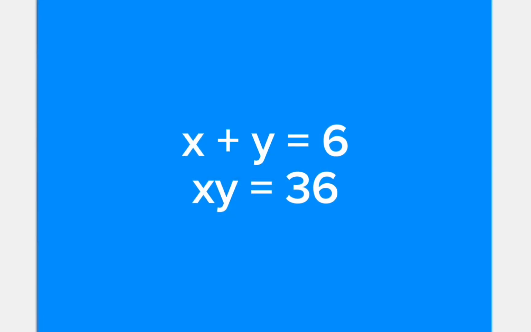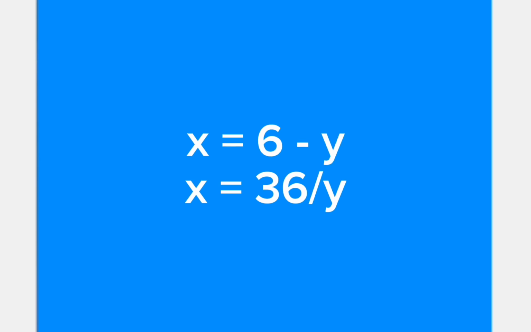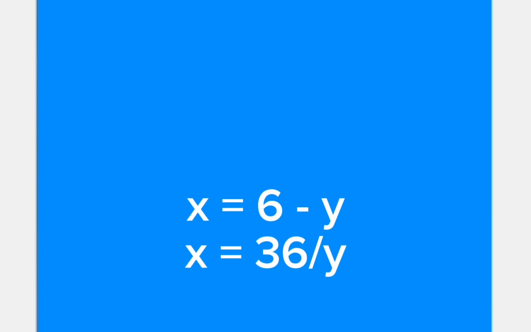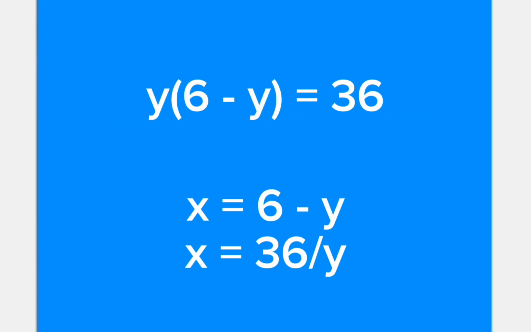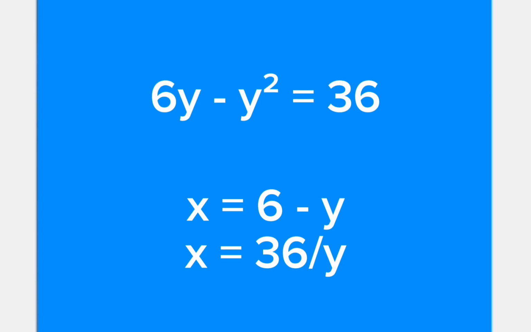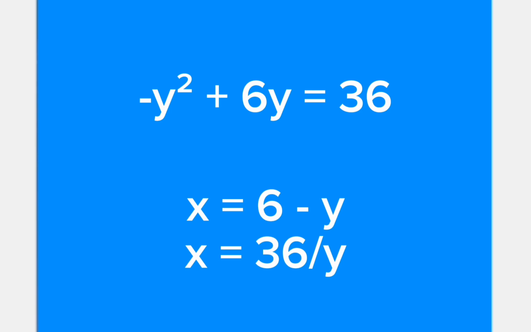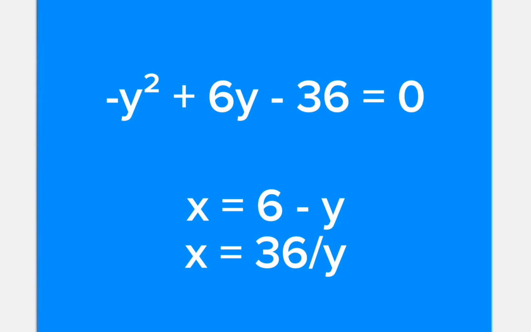Here we have x plus y equals 6 and xy equals 36. First we isolate x from each equation, so this becomes x equals 6 minus y, and x equals 36 divided by y. Since both right sides equal x, they must be equal, so 6 minus y equals 36 divided by y. Next we multiply both sides by y. On the left side you distribute the y to 6 and y, so this becomes 6y minus y squared, then merge the terms to get minus y squared plus 6y, then subtract 36 from both sides to get a quadratic, minus y squared plus 6y minus 36 equals 0.